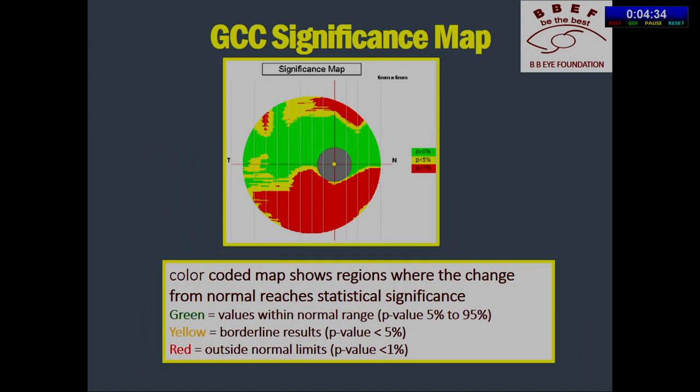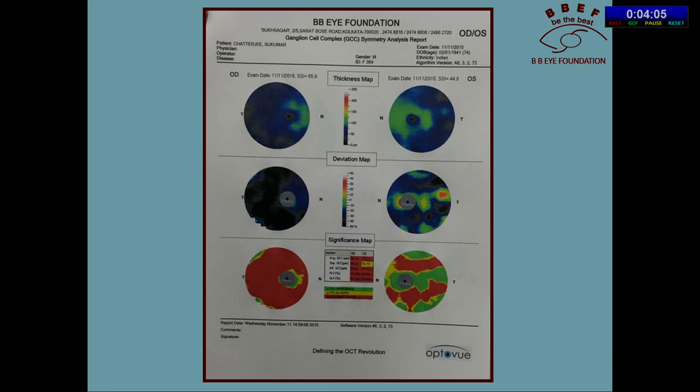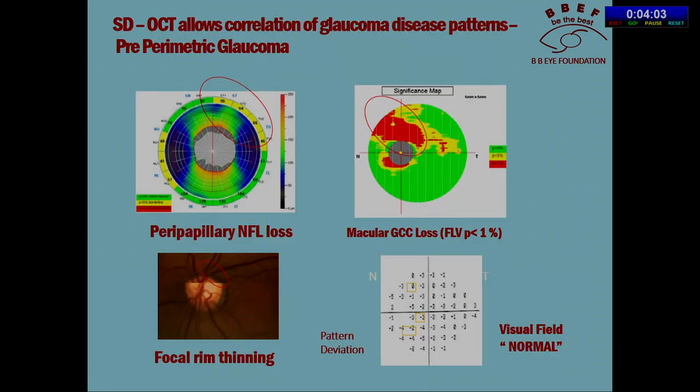This is a significant mapping. Again, the color coding mapping is there. Red shows outside normal limits, green the baseline values within the normal limits, and yellow is the borderline. If we go to the deviation map, again the color coding is there. Blue is the thinning of 20 to 30% relative to normal, whereas black is more than 50% loss or greater. This is one of the pictures with the color coding.